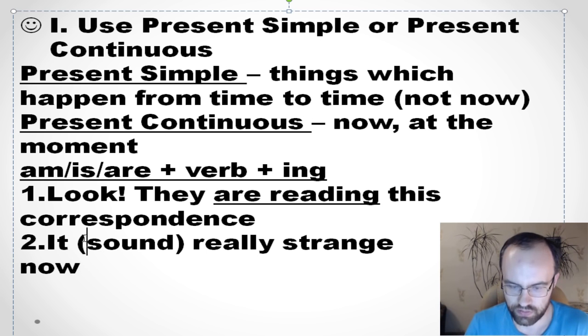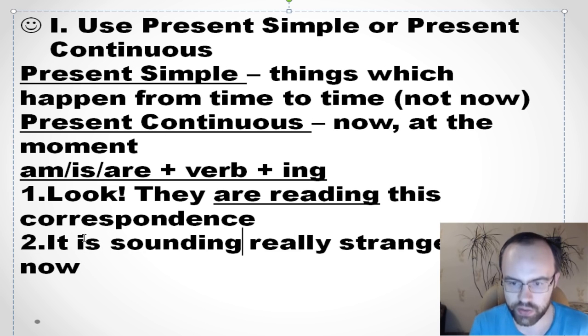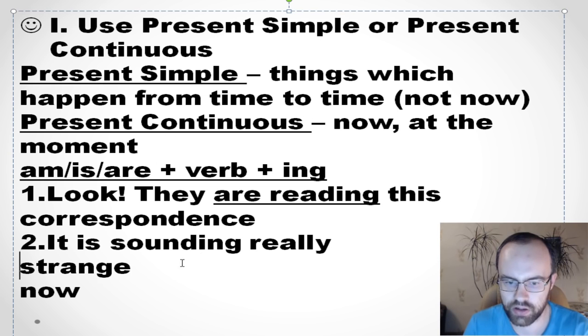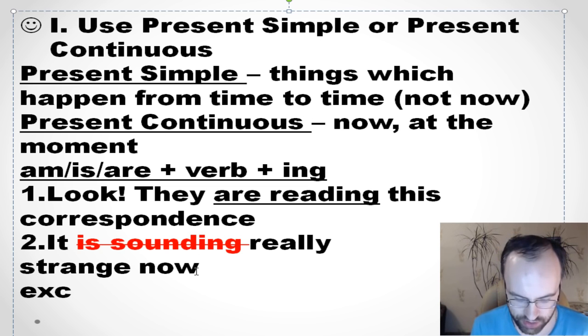If you say it this way, yeah, unfortunately, my friends, it isn't right. It's a mistake. And you can ask me, how can it be? We have now and we must use present continuous. Yes, my friends, yes, but there are exceptions.